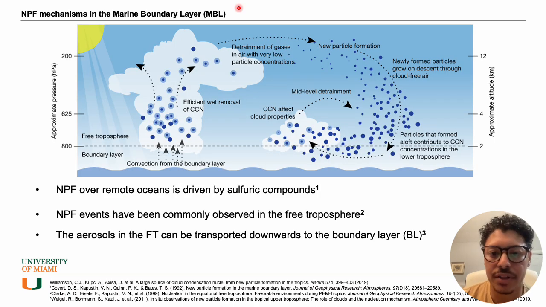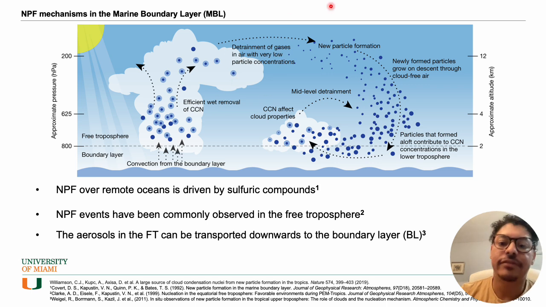Over the remote ocean, NPF is more likely initiated by sulfuric acid and methane sulfonic acid, produced from the oxidation of dimethyl sulfide, which is produced by plankton in oceans. In the remote oceans, NPF events have been commonly observed in the free troposphere, which is a major source of marine CCN, and it apparently occurs especially near the outflow of convective clouds, where conditions promoting the NPF events can be created.